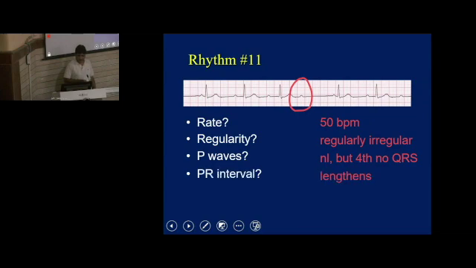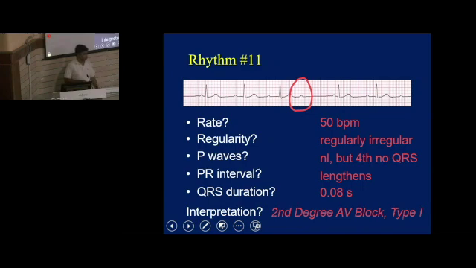PR interval goes on lengthening, goes on increasing from beat to beat. And what about QRS duration? Normal. Do you see any abnormality anywhere? No. All QRS durations are normal. And what is the interpretation? Second degree heart block has two types, Mobitz type 1 and type 2. This one is Mobitz type 1 block.